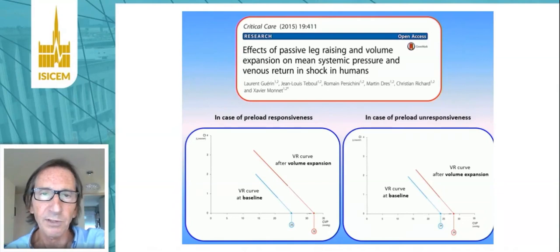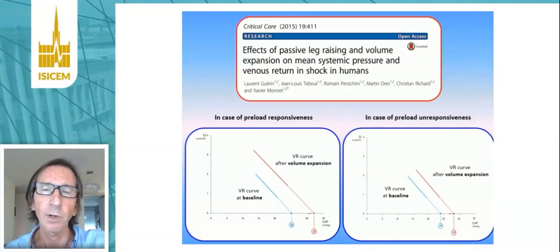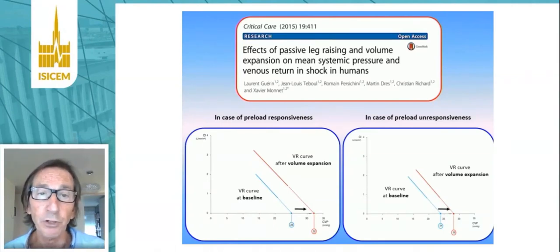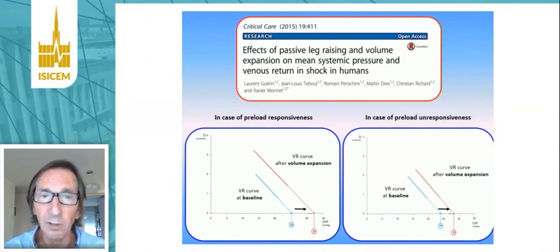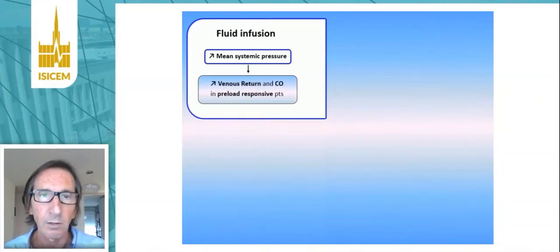This is a demonstration in this study with Laurent Guérin, Xavier Monet, and others of my institution. We gave fluids to patients with shock, and in case of preload responsiveness as well as in case of preload unresponsiveness, in both cases, the mean systemic pressure increases. There is a shift towards the right of the venous return curve. So in any case, fluid infusion should increase the mean systemic pressure.